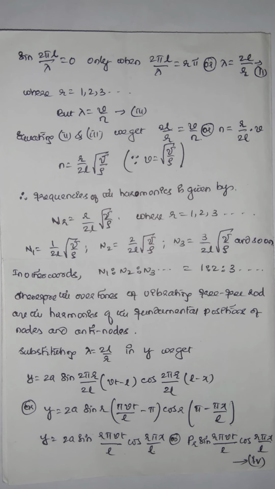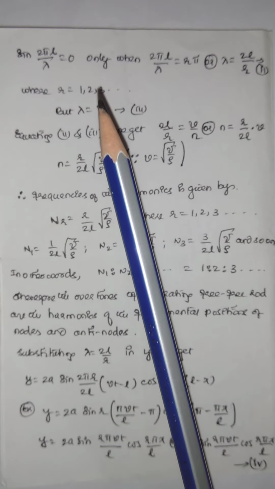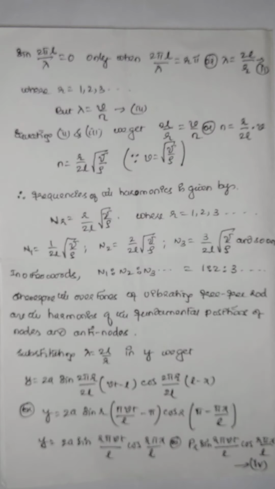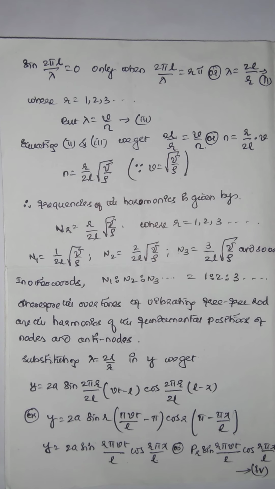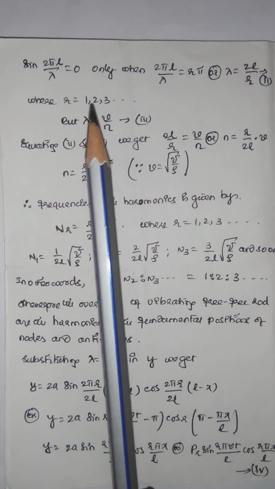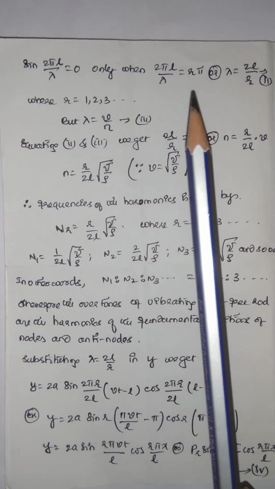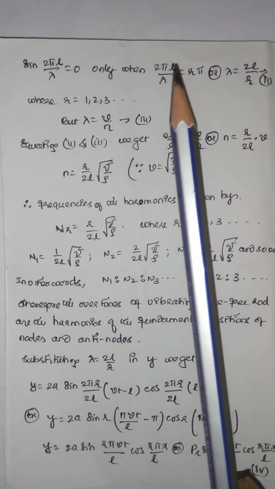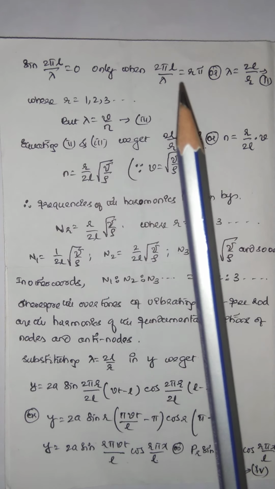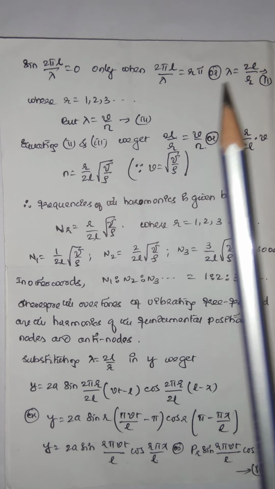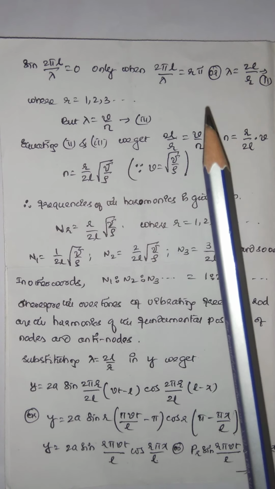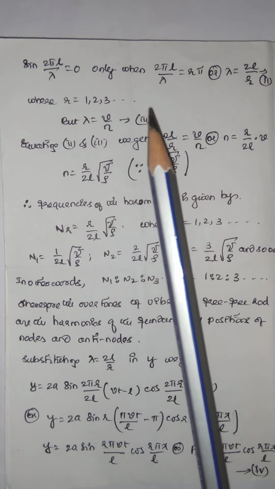Now in the above expression, sine 2 pi L by lambda is 0 only when 2 pi L by lambda is r pi. That is, sine theta is 0 only when theta is equal to r pi, where theta is given by 2 pi L by lambda. Therefore 2 pi L by lambda is equal to r pi, or lambda is equal to 2L by r. This is very important, where r is equal to 1, 2, 3, etc.